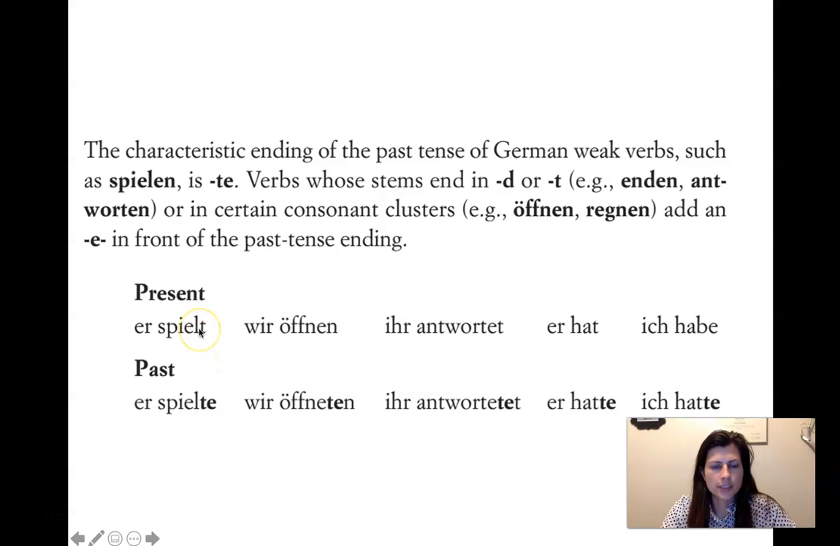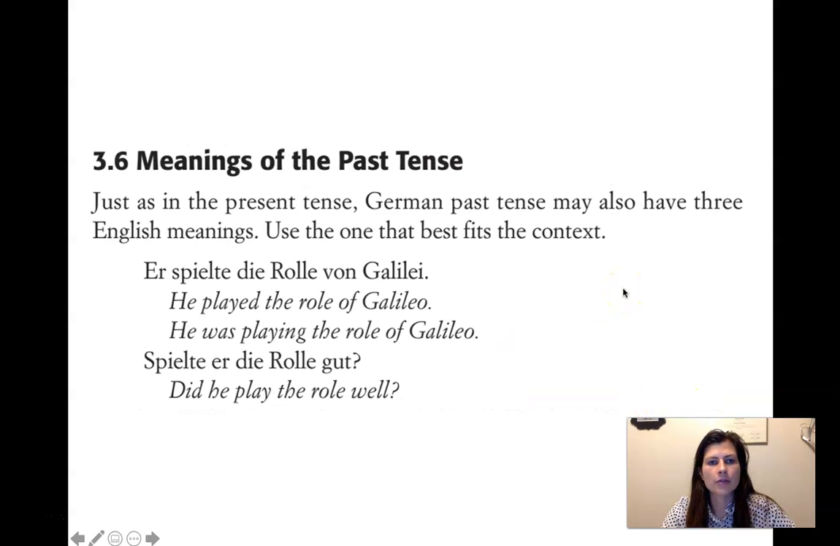So, spielt in the present. Spielte in the past. Wir öffnen in the present. Wir öffneten in the simple past. You add the te there. Ihr antwortet in the present. Ihr antwortetet. Yeah. Hat, hatte. Ich habe, ich hatte. That's the irregular. Yeah. So, and then of course, the meanings are a little different from in English.